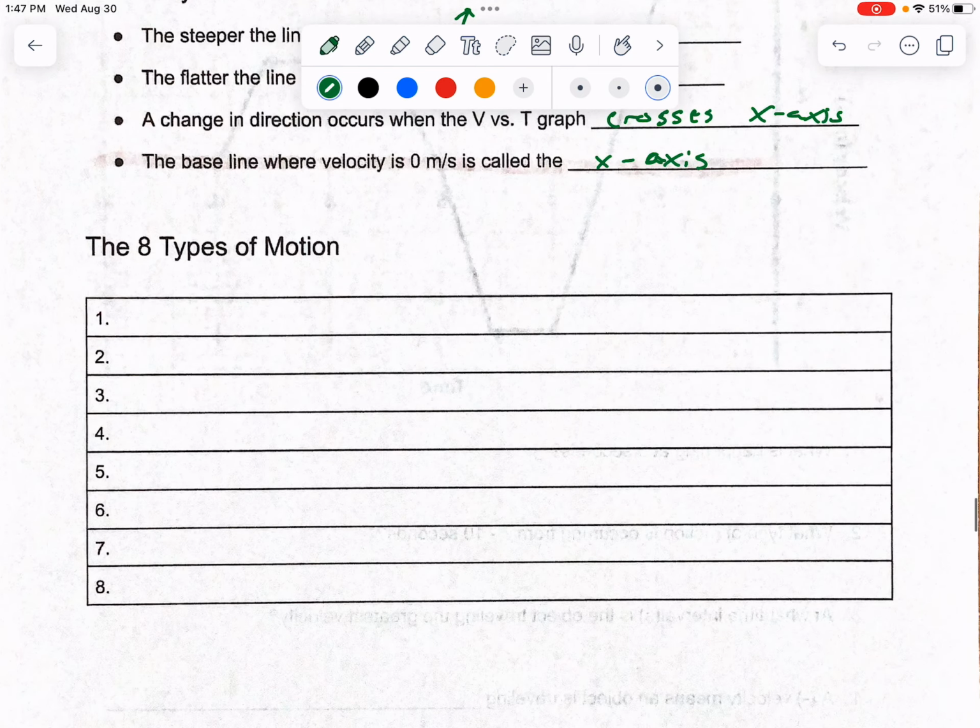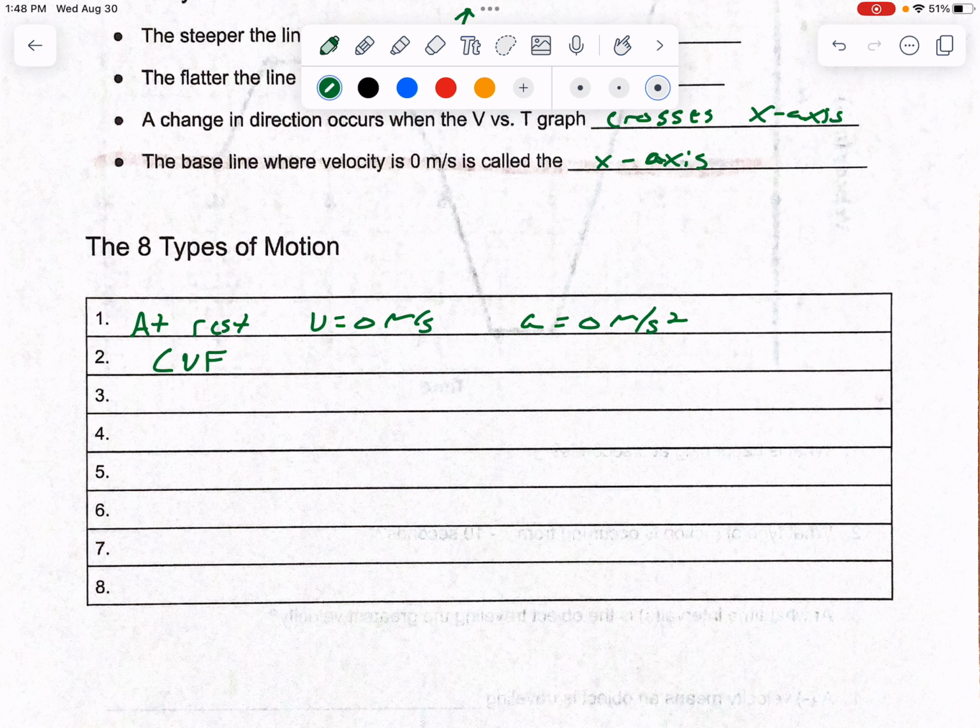Now, there are 8 types of motion, and I'll try to get through these quickly. First you have at rest, which means you are not moving. So your velocity is going to be 0 meters per second, and your acceleration is going to be 0 meters per second squared. Next, constant velocity forward. I'm just going to write the abbreviations to save time on the video. In your notes on the key, it's going to be written out. So constant velocity forward, basically CVF.